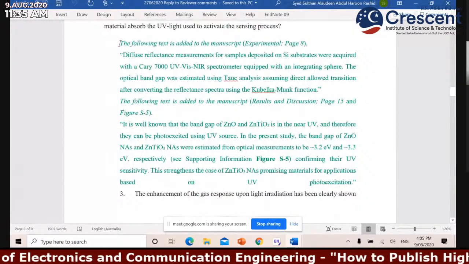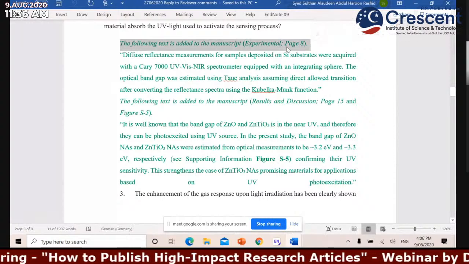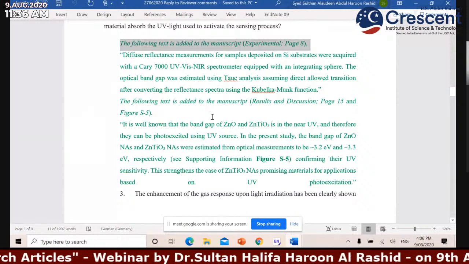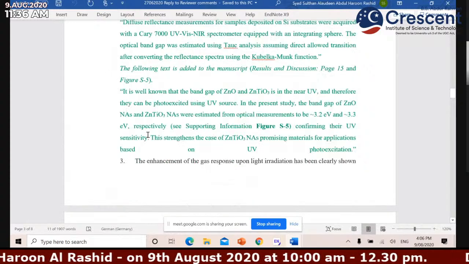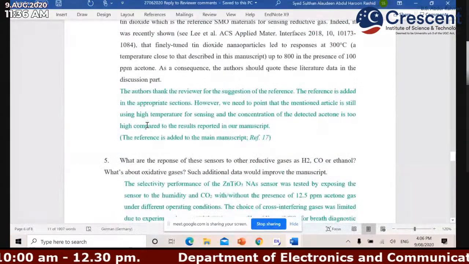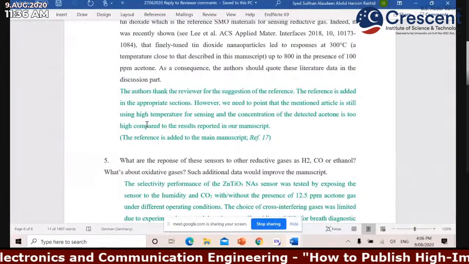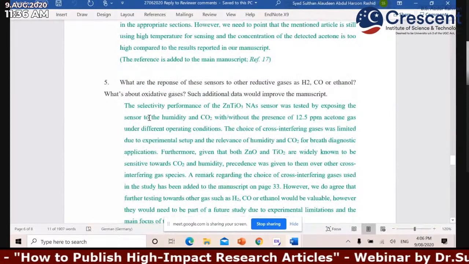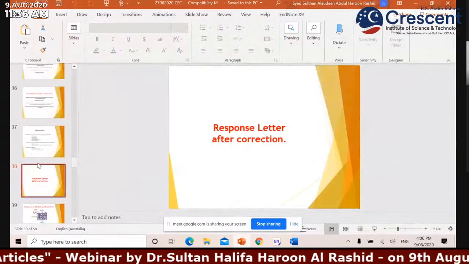At the same time, I also comment: the following text is added to the manuscript on page number 8, in the experimental part. So the reviewer will not go into your paper first. The first thing he will do is read your comments here and cross-check everything there. So this document is extremely important to maintain. And this is the second step. You add how you formatted this manuscript, how you have addressed all the comments, and you also write another letter in return telling him these are the comments that have been made.